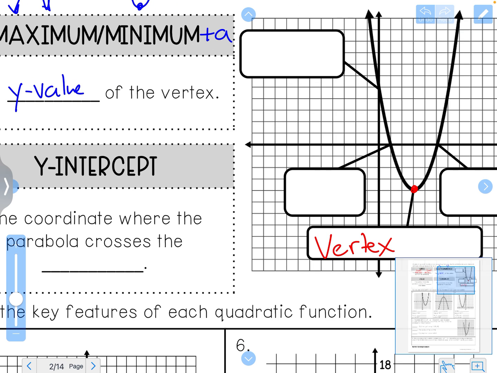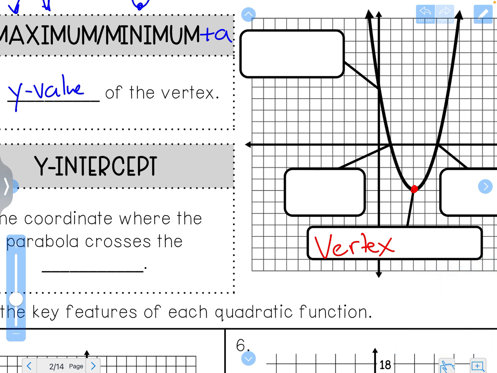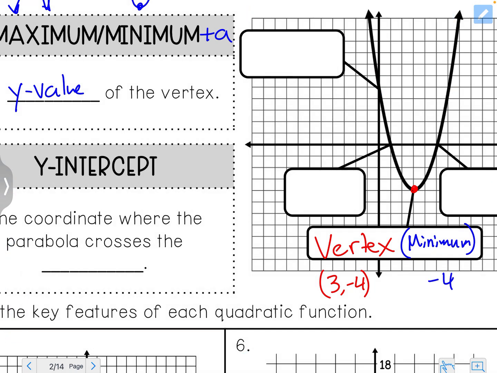So if we look at this graph here, our vertex is at the very bottom, so that means it's a minimum graph. Let's go ahead and do this real quick. Our vertex, if we're reading the graph, 1, 2, 3, 1, 2, 3, 4, would be (3, -4), which means our minimum value would be -4.